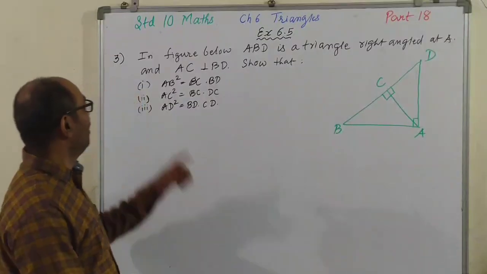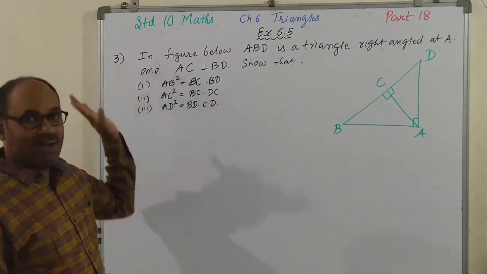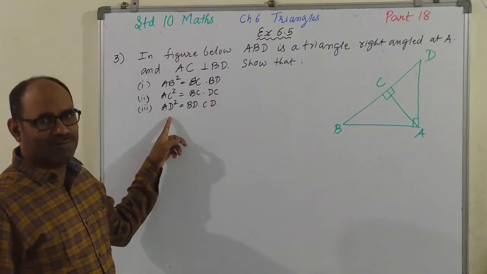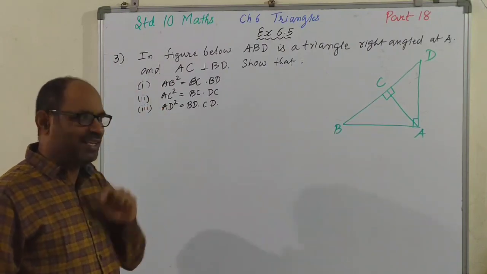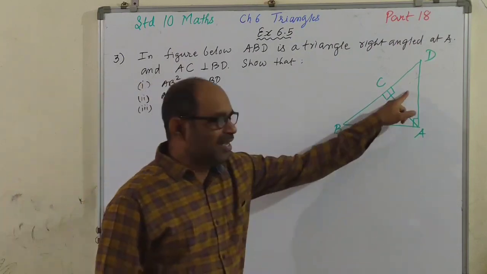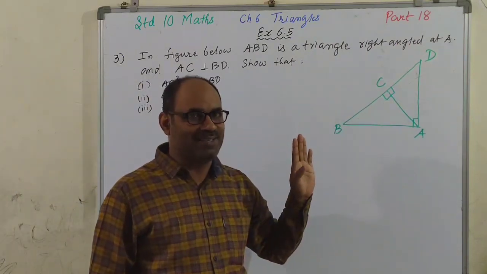So let's move on to the third sum. This is similar to what we proved in the second, but here all three results, children. In that one, only one was asked, where the correspondence between these triangles was needed.